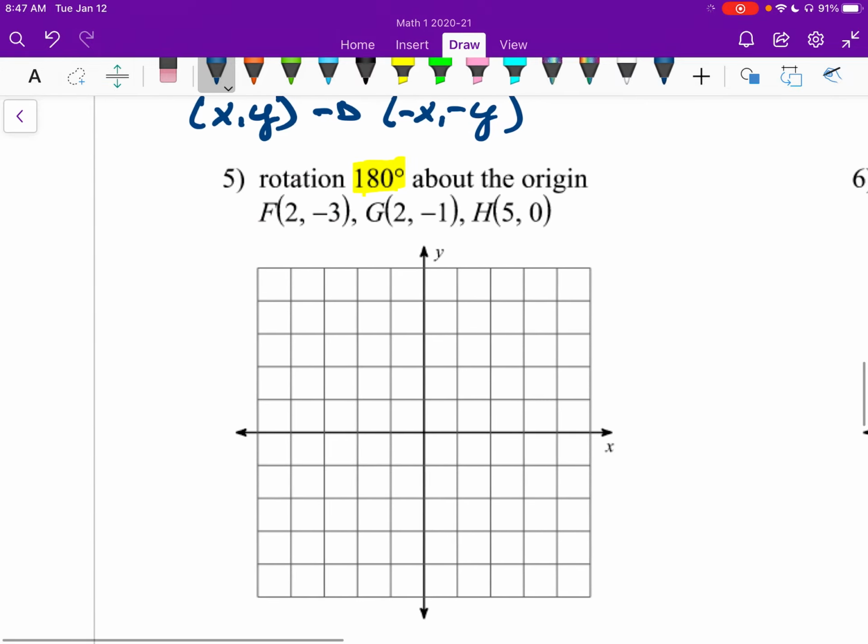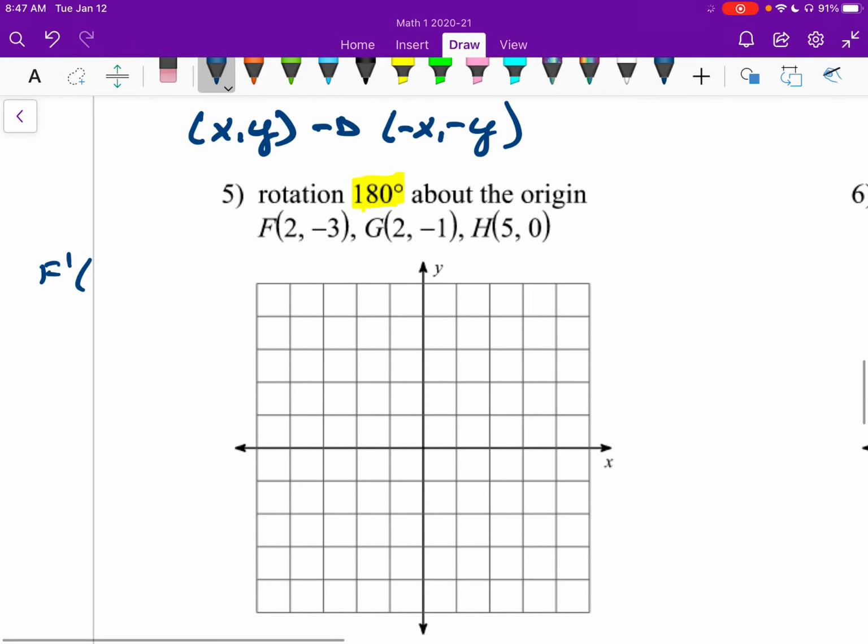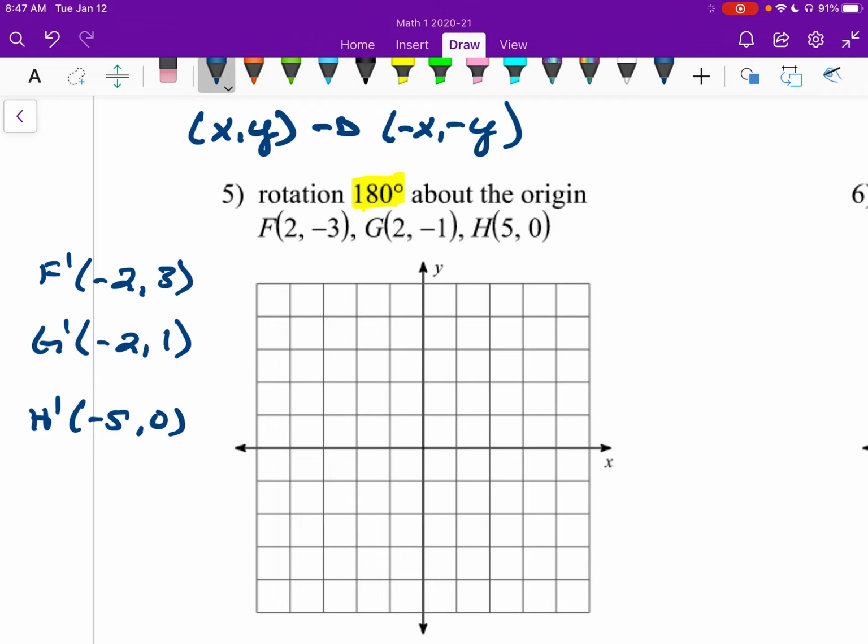So let's write down our new points. F prime will be at negative 2, 3. G prime will be at negative 2, positive 1. And H prime will be at negative 5, 0, right? Negative 0 is just 0. So F prime will be at negative 2, 3. That'll be right there. G prime will be at negative 2, 1, right there. And H prime will be at negative 5, 0. And of course, I put my G prime in the wrong spot. Oops.